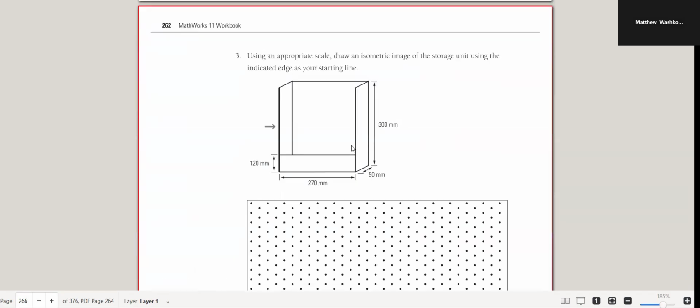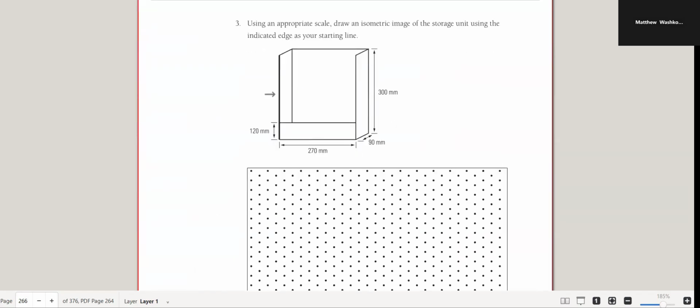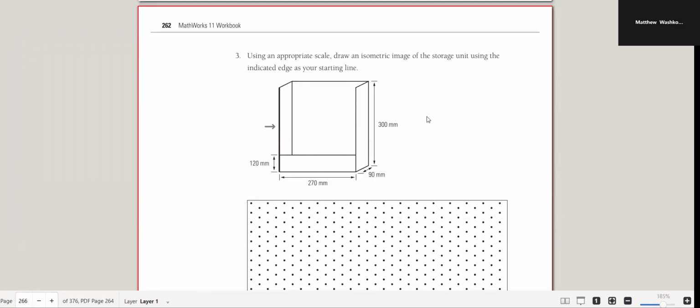Okay, so let's go to this one here. So now I want to actually draw an isometric image of the storage unit using the indicated edge, this one, red, this one, as my starting point. So again, one thing to note here, it doesn't tell me an actual scale. So I need to pick a scale here. Now I need to try and find a number that's going to work well for all of these. I need to try and find what's called a common denominator.